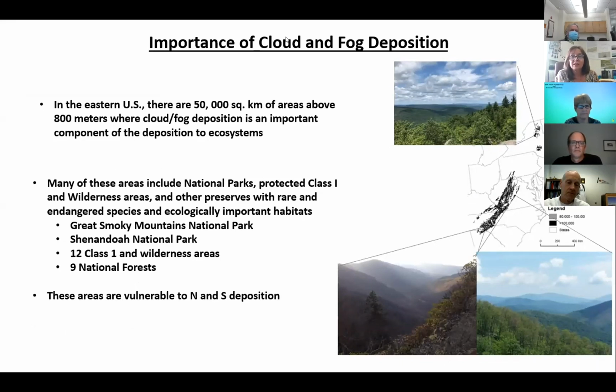And the shaded areas on the map to the right denote areas in the East Coast that are above 800 meters. And as you can see in the south, that includes the Great Smoky Mountain National Park and the Shenandoah National Park. And up in the Northeast, we have the Catskills in Southern New York and the Adirondack Mountains in upstate, and Green Mountains of Vermont, White Mountains of New Hampshire, and some areas in Western Maine. And there are also 12 Class 1 and wilderness areas, and 9 national forests. Next slide, Jason.